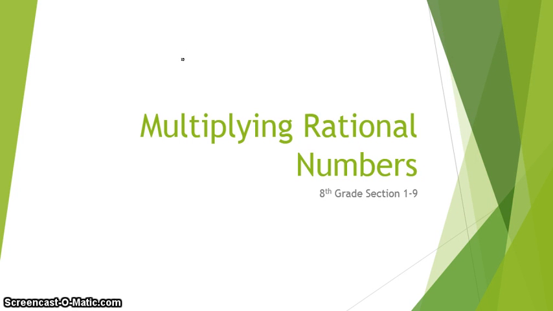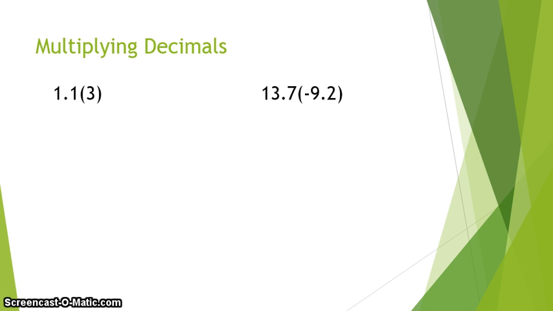Okay, so let's multiply rational numbers. Actually, a little bit easier than adding them, if you remember. All right, so multiplying decimals. Hopefully this will be just a review. Remember that parentheses simply mean that you need to multiply. When there is nothing between the number and the set of parentheses, that means multiply.